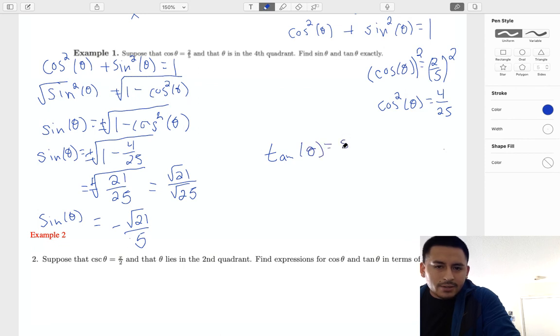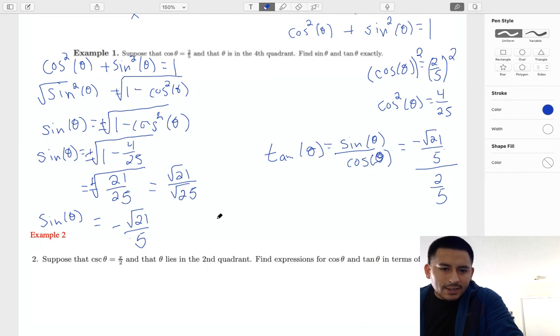Cool. Now that we have the value of sine, we can get the value of tangent, because tangent of theta is equal to sine of theta divided by cosine of theta. All right, and now we know that sine of theta is negative square root of 21 divided by 5, and we know that cosine of theta is 2 divided by 5, right? And so let's divide this by hand. When we divide this by hand, we get that tangent of theta is equal to negative square root of 21 divided by 5. And then since we're dividing two fractions, we can take the reciprocal of the second fraction and turn this into multiplication.